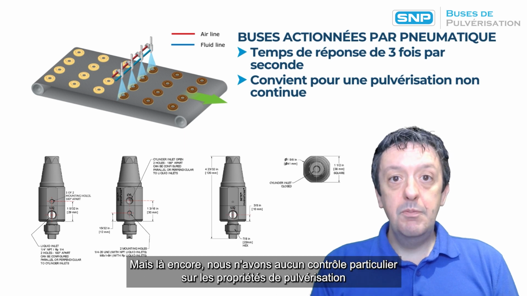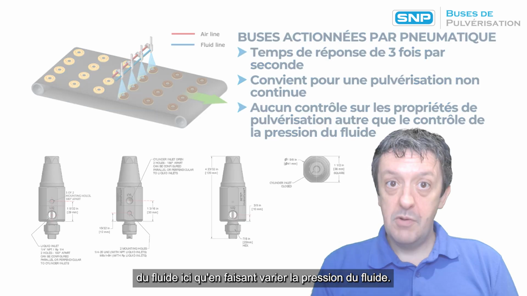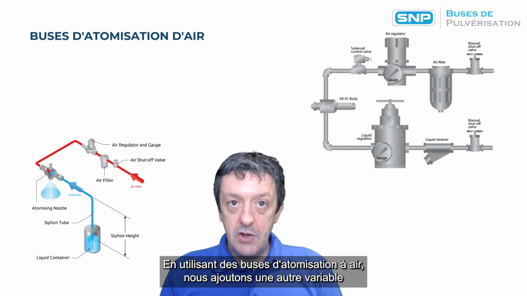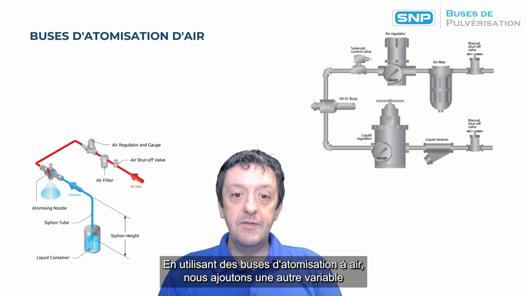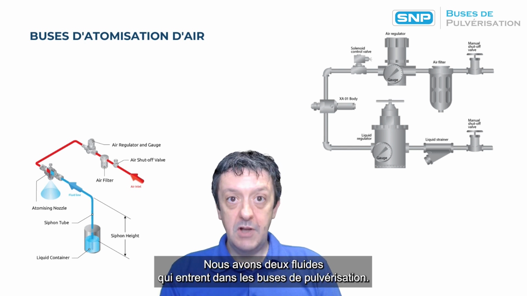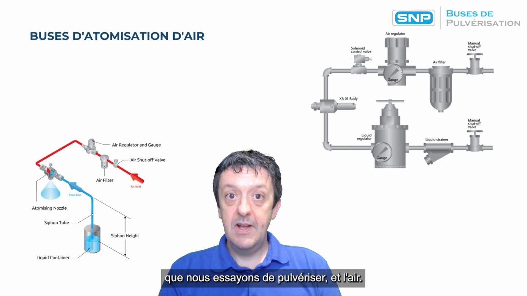But again, we've got no particular control over the actual fluid spray properties here other than by varying the fluid pressure. So that moves us on to air atomizing nozzles. Now by using air atomizing nozzles, we're adding another variable into the spray mix. We have 2 fluids coming into the spray nozzle. We've got the liquid we're trying to spray and the air in there as well.